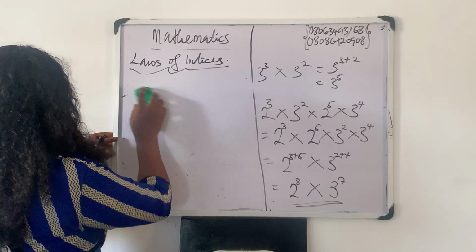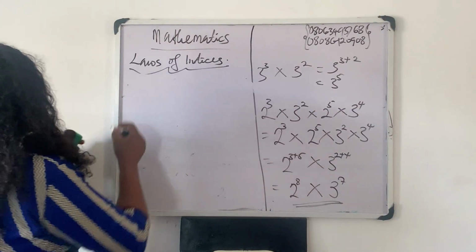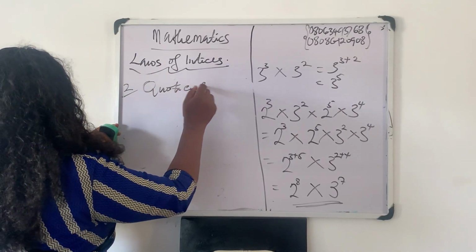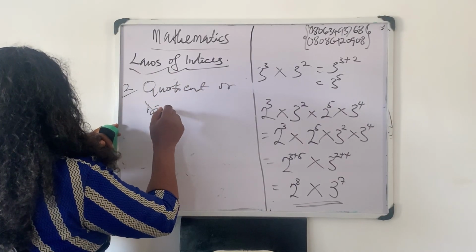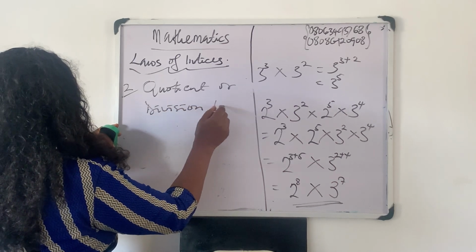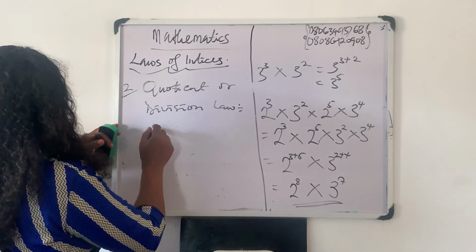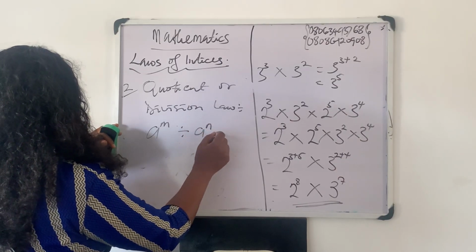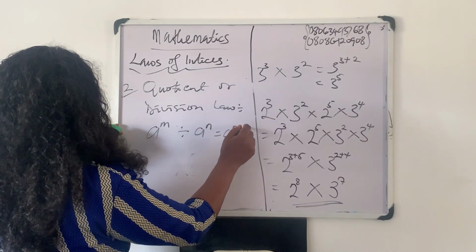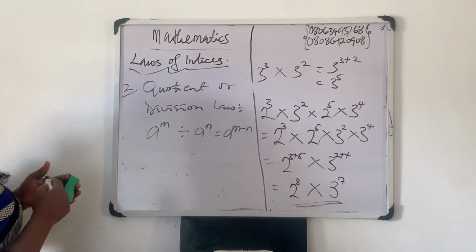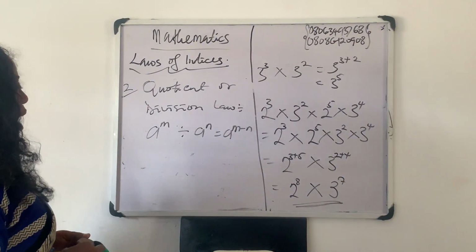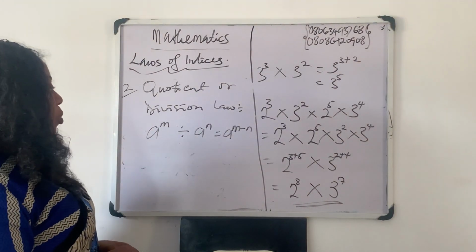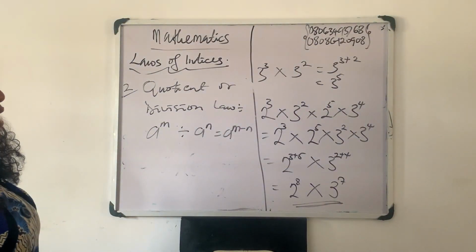Quotient or division law. What does the law say? A raised to the power m divided by a raised to the power n equals a raised to the power m minus n. When two numbers with equal bases are being divided, the power of the divisor is subtracted from the power of the dividend.